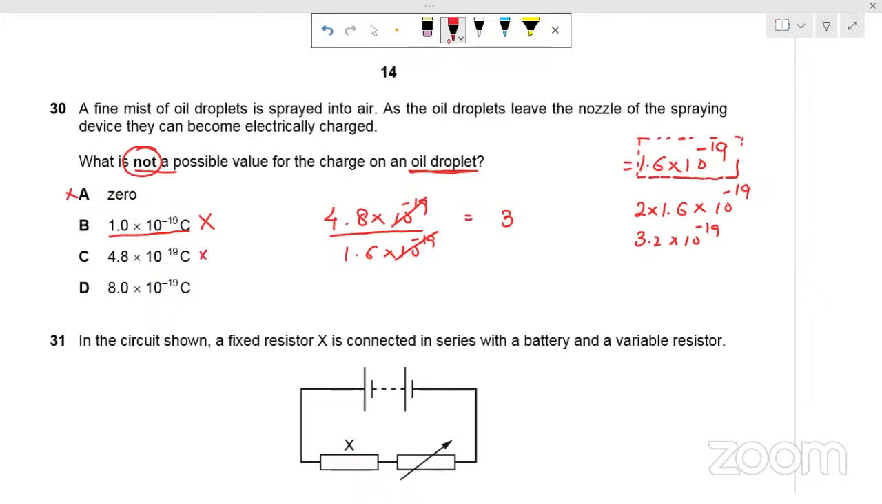8 times 10 power minus 19 divided by 1.6 times 10 power minus 19. This charge is 5 times this charge. If you multiply 1.6 times 10 power minus 19 with 5, you will get this charge. So this is also possible. So we are looking for the value of charge that is not possible. So B is correct in this case. Please be careful about this word not.